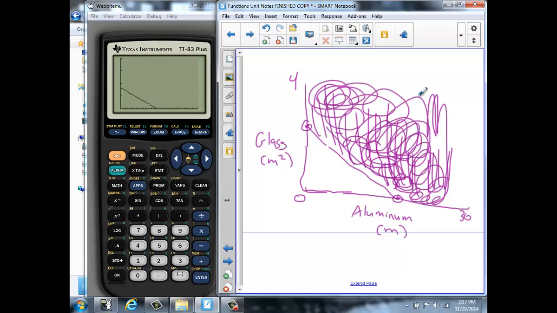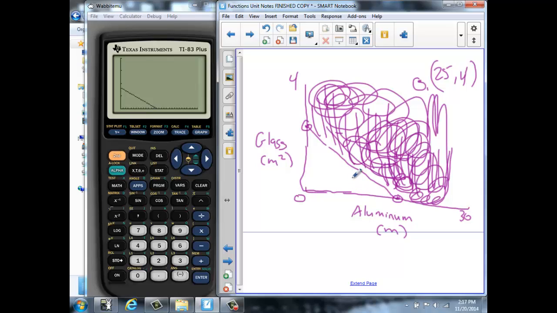So for example, let's say you picked a point way over here of 25, 4. 25, 4 is not a reasonable point because you don't have enough money to buy 25 meters of aluminum and 4 meters of glass. You don't have the money. But you do have the money to buy anything inside here. Everything along the line means you spent all your money, and any point further inside here means you saved some money left over. Which would be ideal if you could, right?